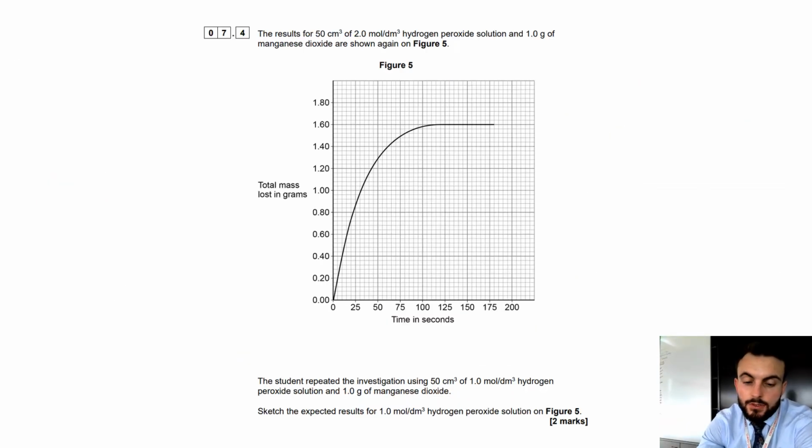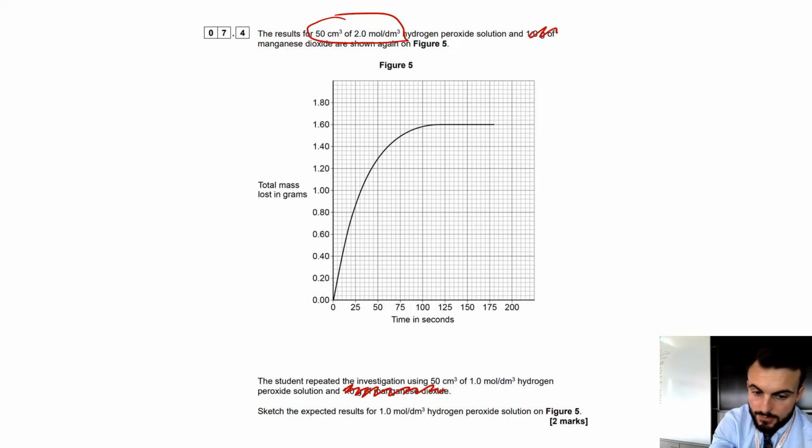The results for 50 centimeters cubed of 2 mole per decimeter cubed hydrogen peroxide solution and 1 gram of catalyst are shown in figure 5. The student repeated it with 50 centimeters cubed of 1 mole per decimeter cubed hydrogen peroxide and the same amount of catalyst. So catalyst in this is irrelevant. So we're going to sketch the results for the 1 mole per decimeter cubed hydrogen peroxide.